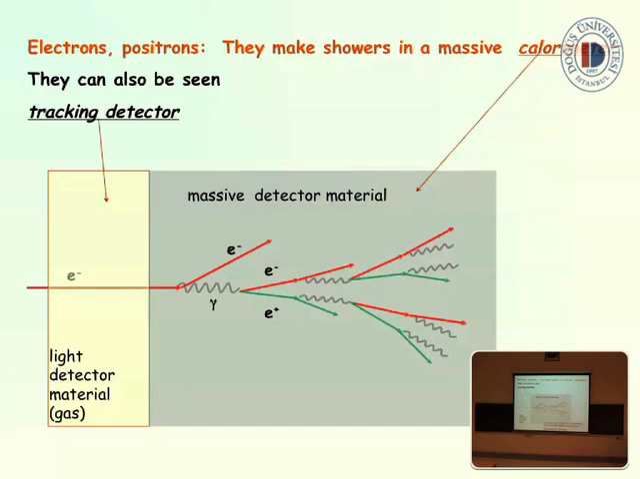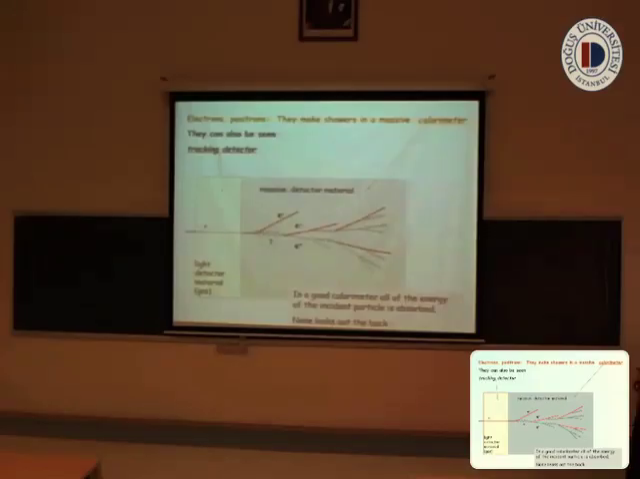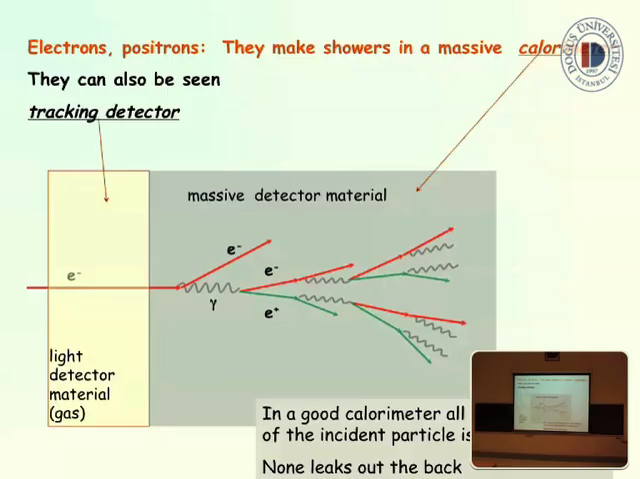And in a good calorimeter, all of the energy of the incident particle is absorbed. Why do we want that in a good calorimeter all energy should be absorbed? What's the reason? Any idea? Because we would like to do what? We want to measure the energy leaving from the particle. Exactly, yes. Because if it goes out, it means that we lose energy, right? So we really want to stop the electron and release all its energy inside the detector. Therefore, it should be some heavy material.